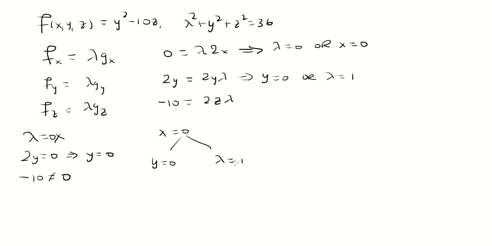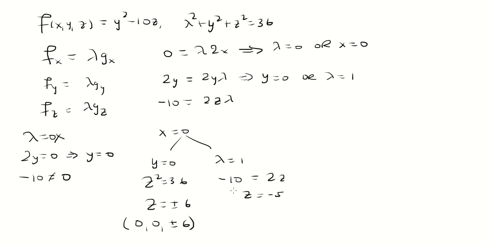So let's start with y equals 0. Well, we have both x and y equal to 0. So if we plug it in here, we have z squared equals 36. So that means z is plus or minus 6. So x and y are 0, but then z is either positive or negative 6. And then if lambda equals 1, we go down to this one. We have negative 10 equals 2z. So z equals negative 5.